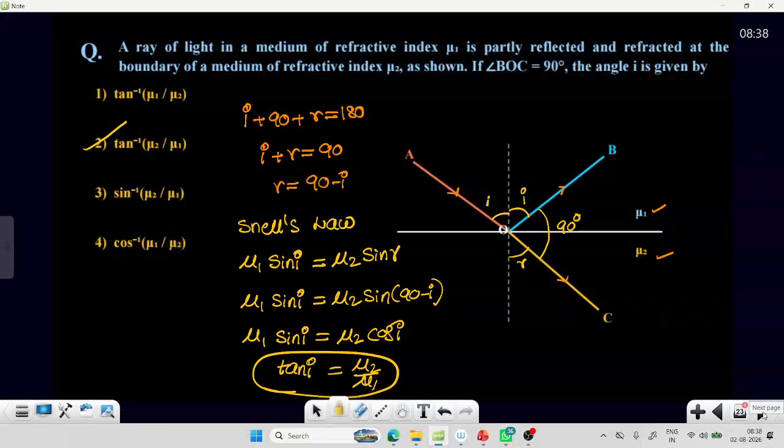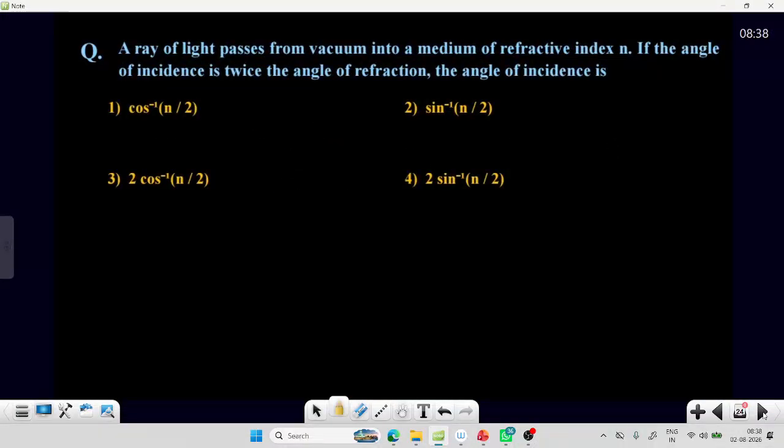Yes, sir. Next one. A ray of light passes from vacuum into a medium of refractive index n. If the angle of incidence is twice the angle of refraction, they are asking for the angle of incidence. Try this one.